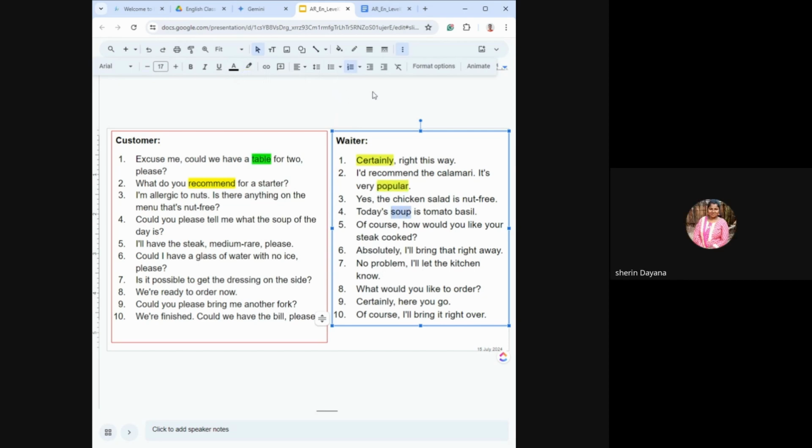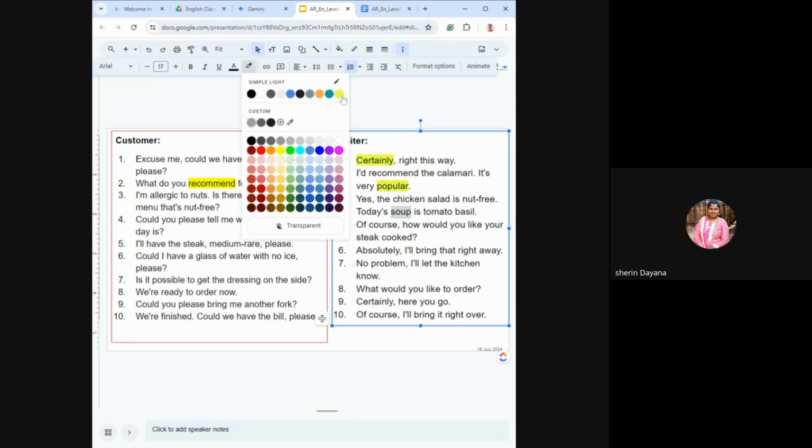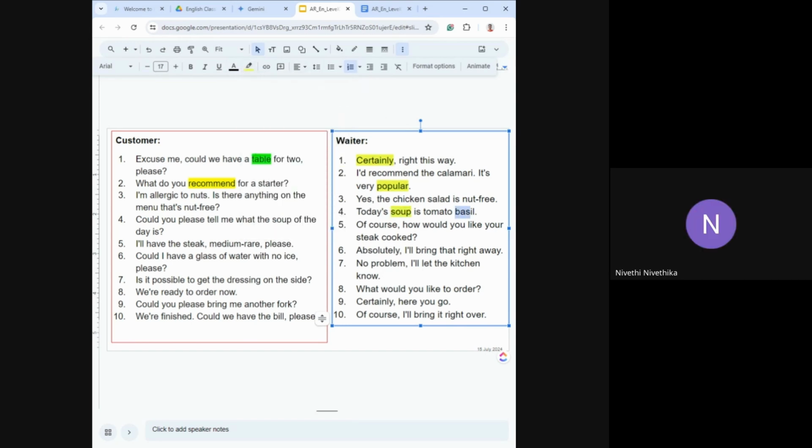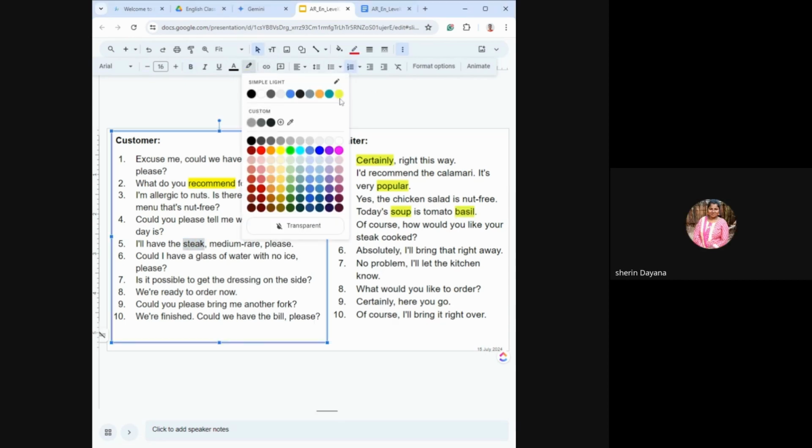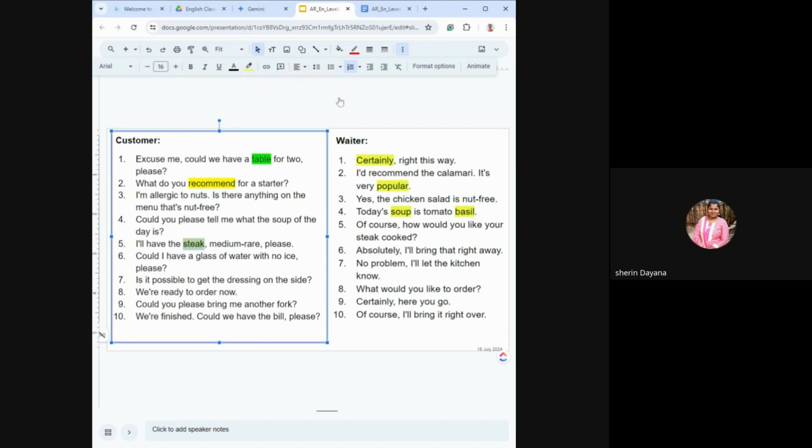Could I have a glass of water with no ice, please? Of course. How would you like your steak cooked? Could I have a glass of water with no ice, please? Absolutely. We'll bring that right away. Is it possible to get the dressing on the side? No problem. I will let the kitchen know.